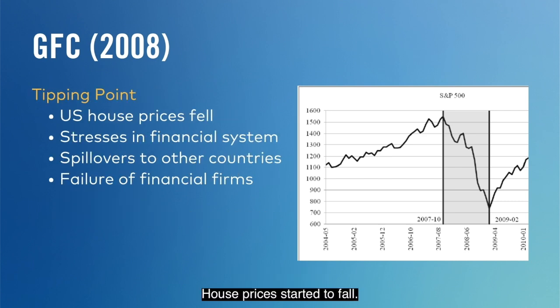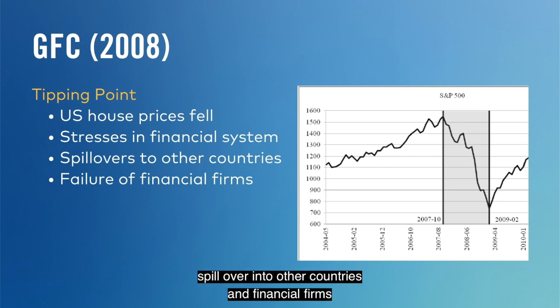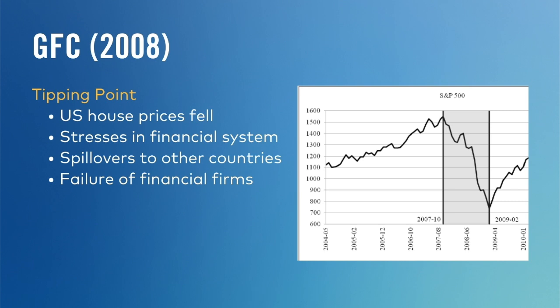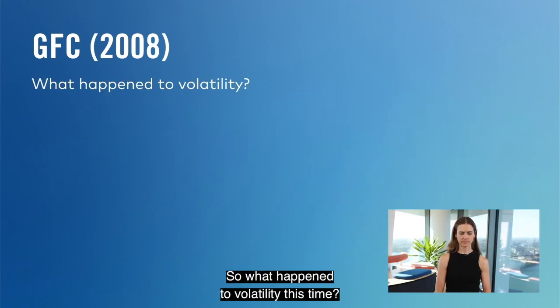House prices started to fall, there were stresses in the financial system, which started to spill over into other countries, and financial firms started to fail. So what happened to volatility this time?